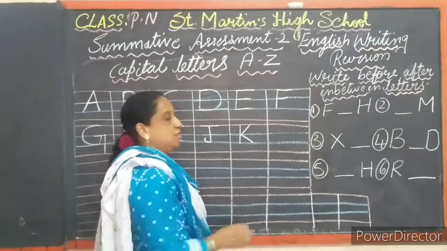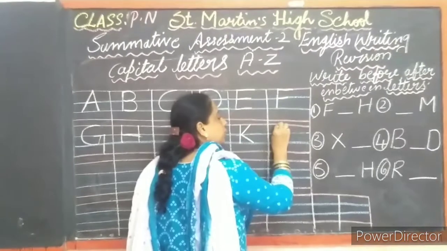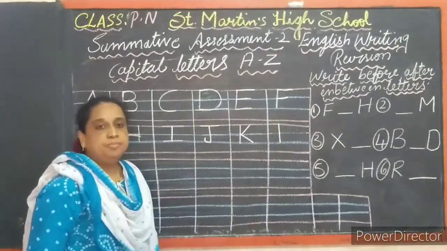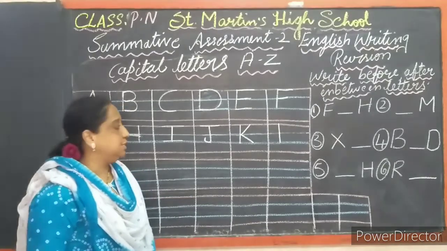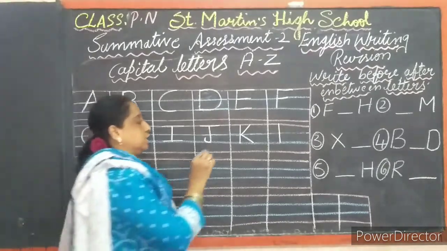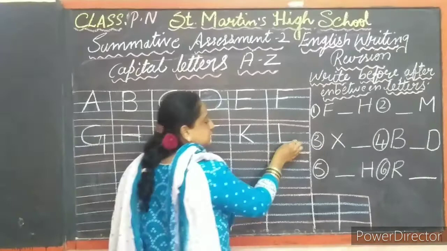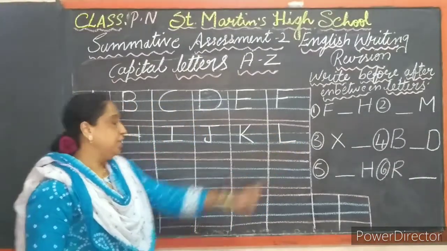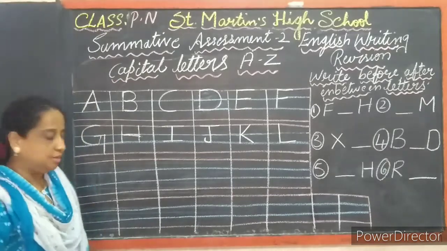L. For L also, draw one standing line from the top red line to the second blue line. Then, joining to the standing line, write one sleeping line to the second blue line, like this, makes letter L. Understood? L is written here. Now after L, what letter will come, children?